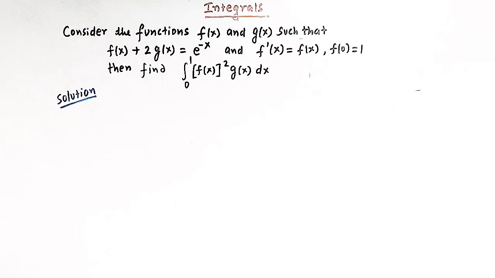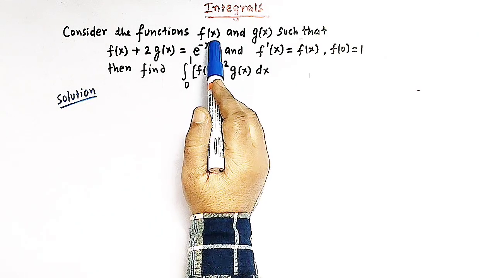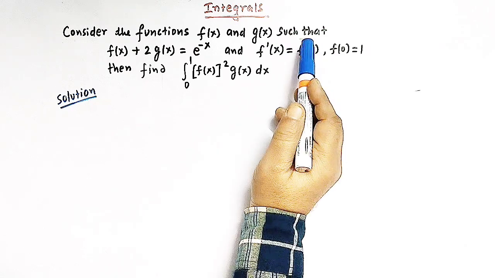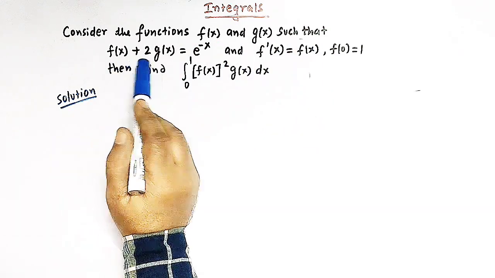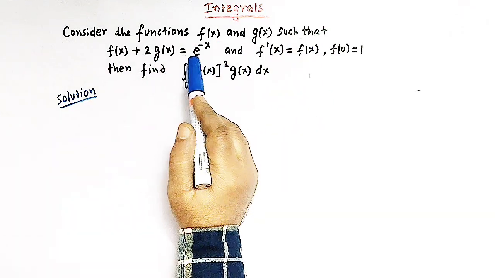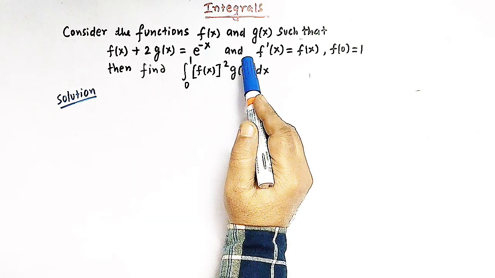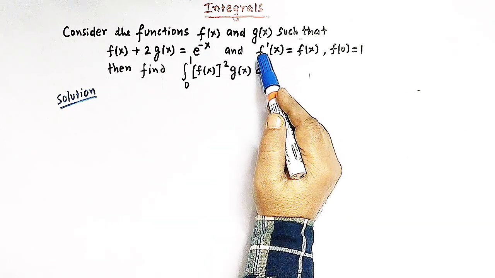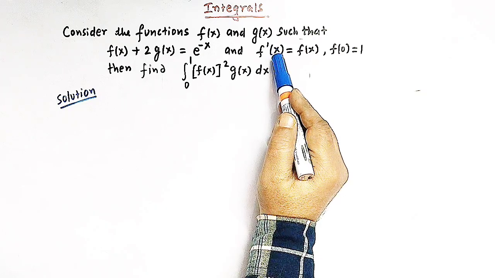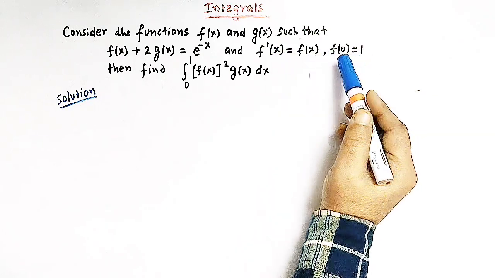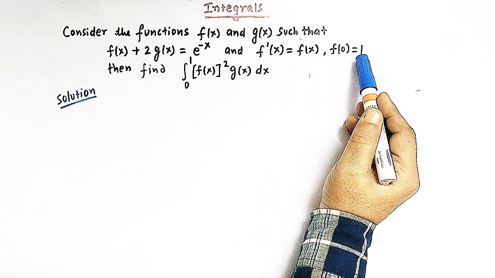Hello viewers, in today's session we are going to discuss another important and conceptual problem from definite integrals. In this session we are going to solve this problem in which we are given two functions f of x and g of x such that f of x plus 2 times g of x is equal to e raised to minus x, and the derivative of f of x, that is f prime of x, is equal to f of x, with f of 0 equal to 1.